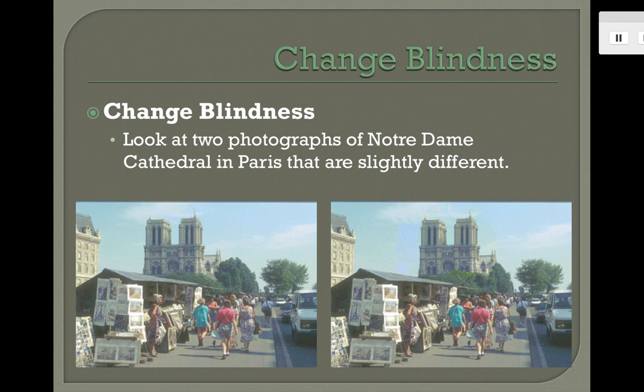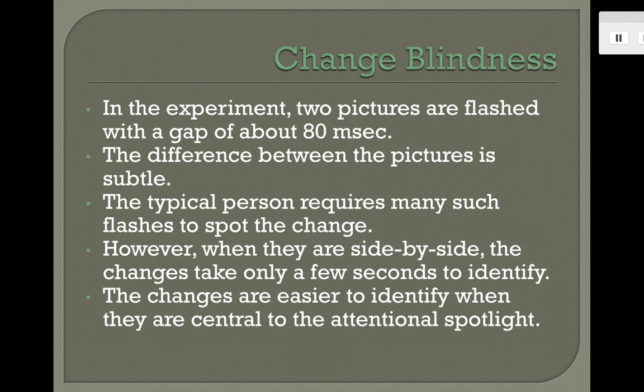Now, what happens in the case where we have larger differences? Can people detect those changes? And the answer is sometimes. So we've done lots of experiments. The same individual who did the gorilla experiment, Dan Simon, has done other experiments associated with this idea of change blindness. He's the one who coined both of these terms, the idea of selective attention with the gorilla experiment and the idea of change blindness.